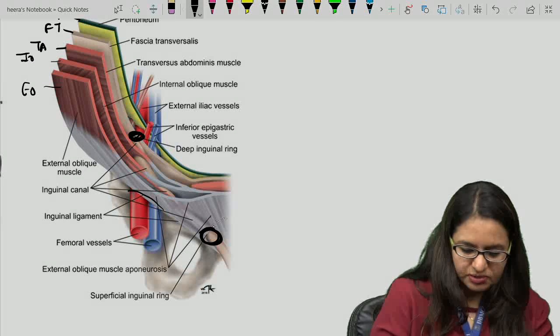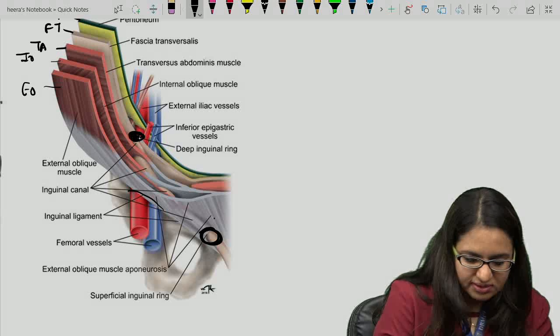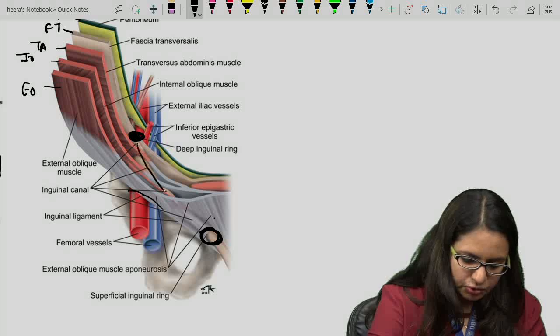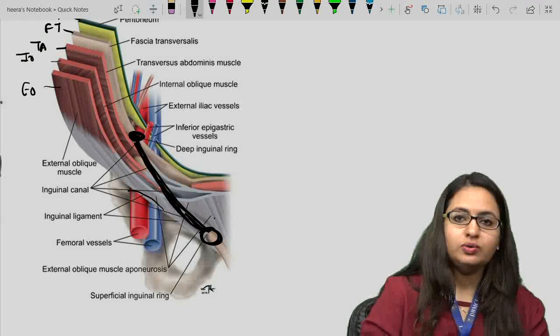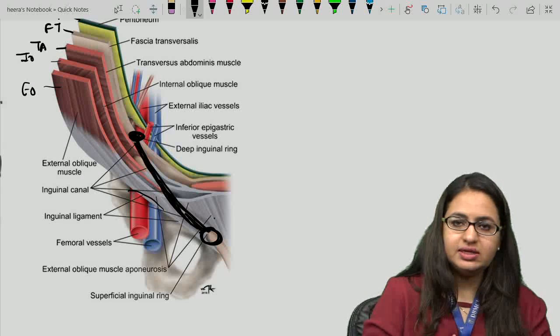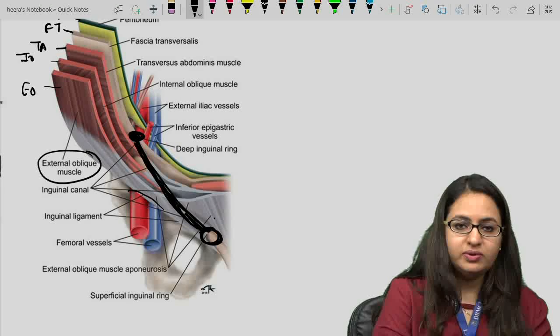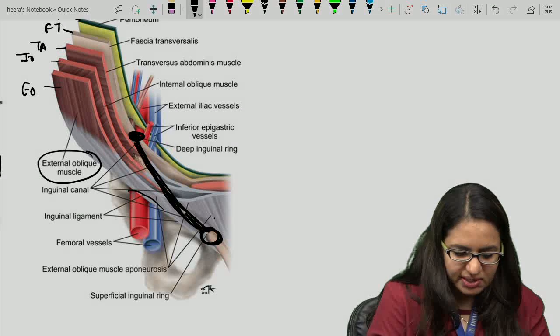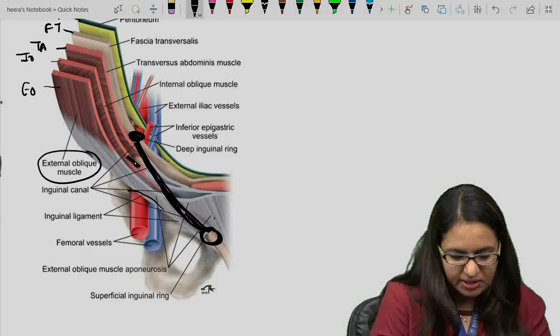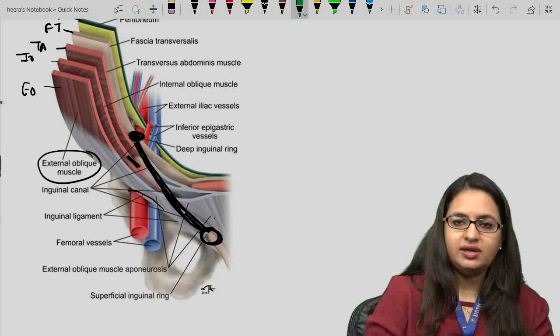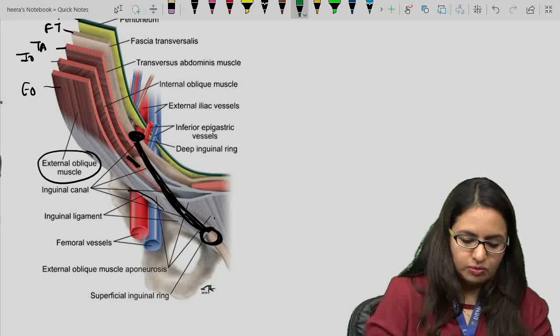The superficial ring, as we can see, is a defect in the external oblique aponeurosis, and this is the location of the deep ring. This is present in the fascia transversalis. The portion in between, this hole, is the inguinal canal. Now, the structures which make the anterior wall of the inguinal canal are mainly the external oblique muscle, and on the lateral side it is contributed to by the internal oblique muscle also. So the structures forming the anterior wall are the external oblique aponeurosis and the internal oblique muscle.